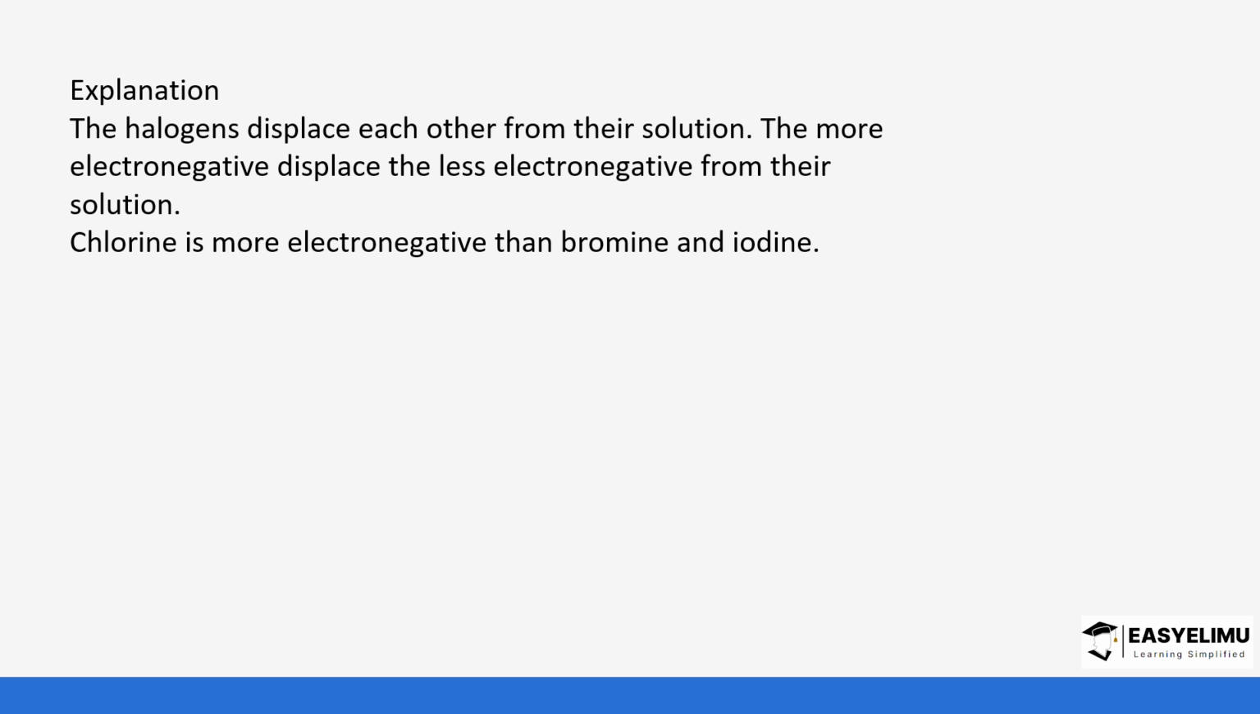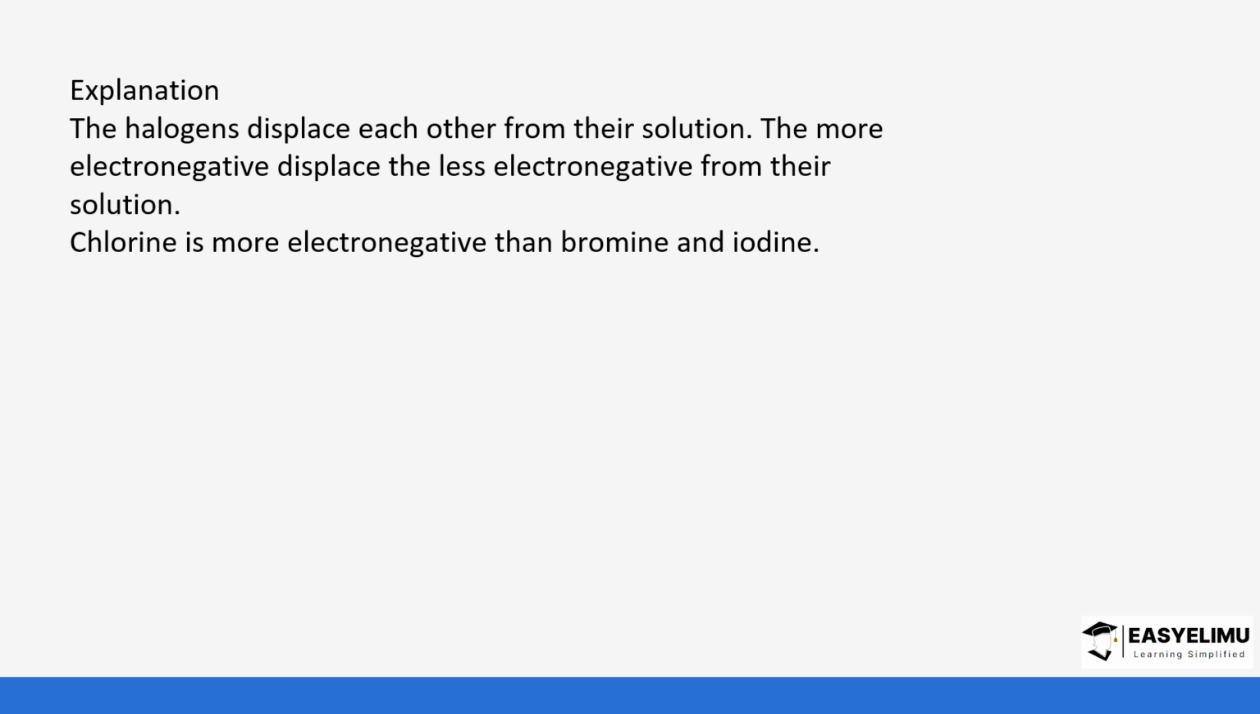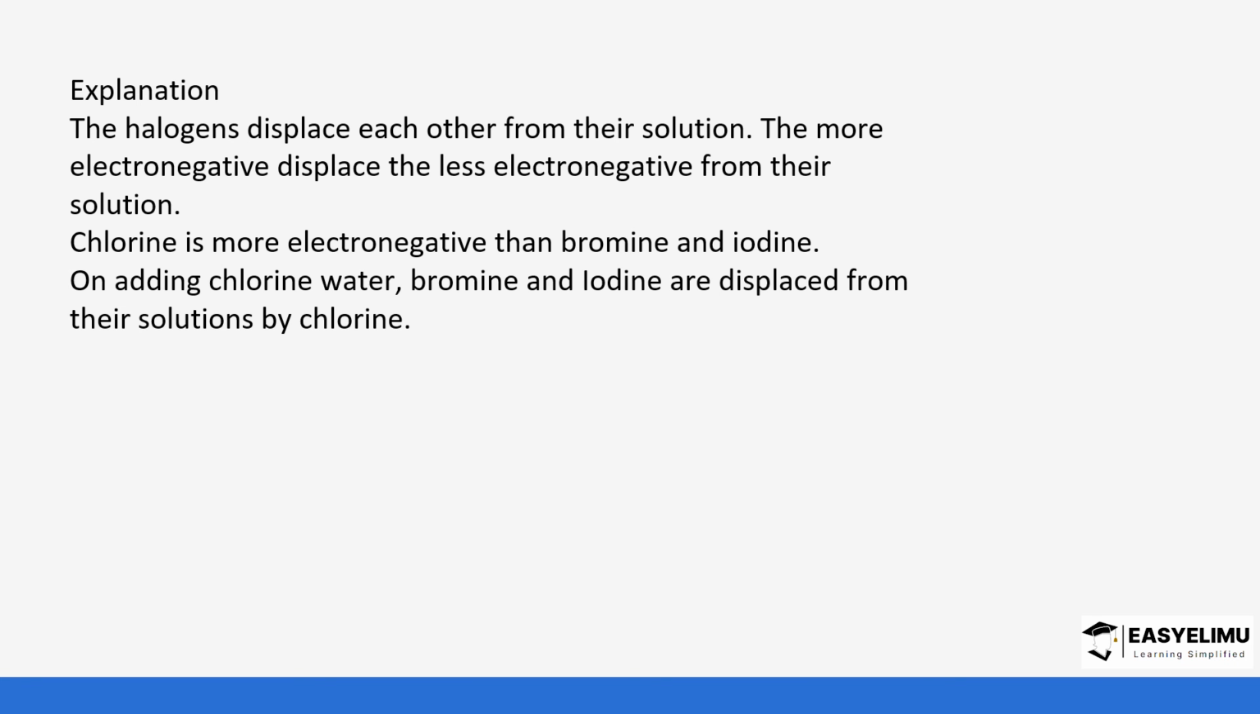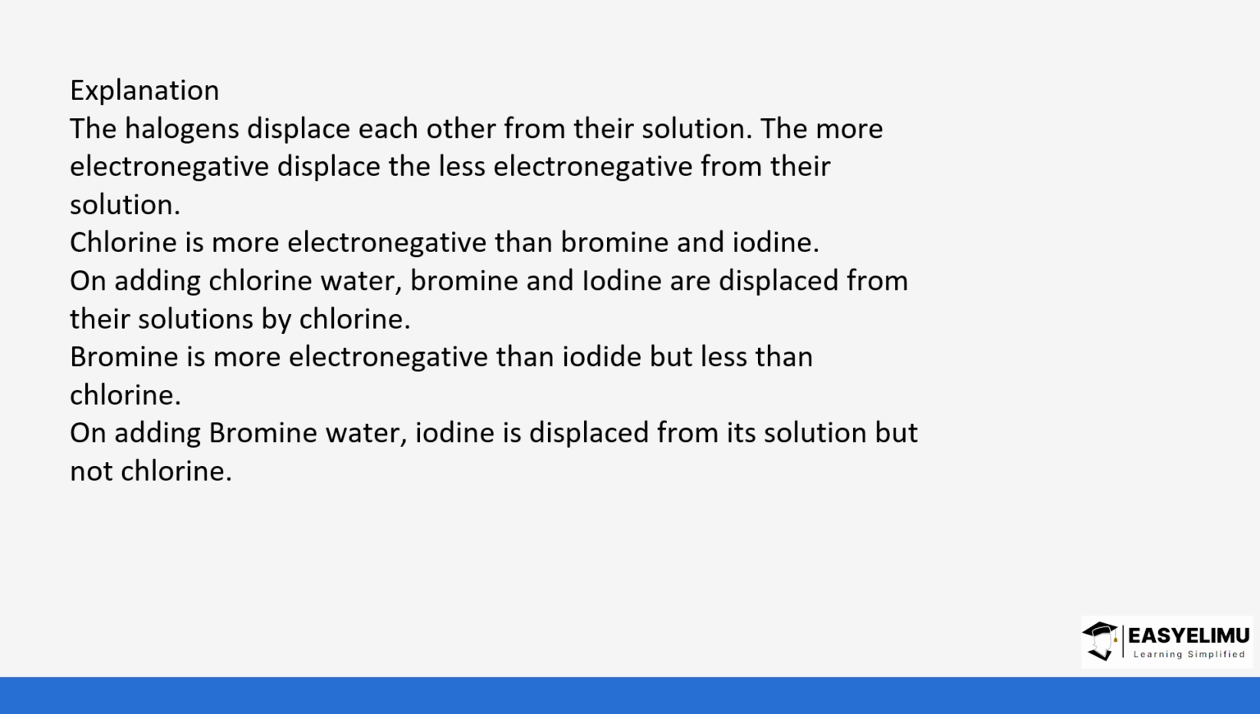We didn't use fluorine because fluorine is very explosive, so I'll use chlorine instead. Chlorine can displace any solution containing bromide and iodide ions. That's the reason why, when we added the chlorine water, both the bromine and iodine were displaced from their solutions. Bromine is more electronegative than iodine. That is the reason why it displaced it from solution.